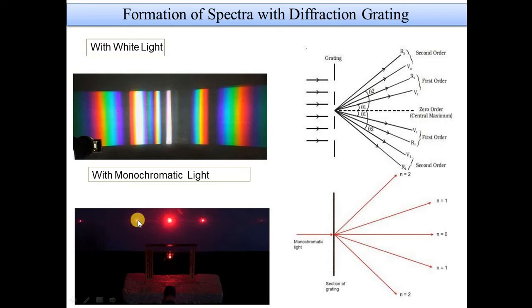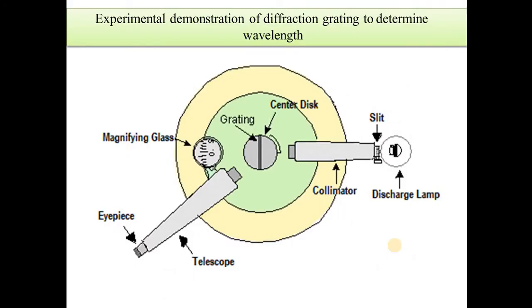If I am using a monochromatic light, these will be the spectra: central maxima, principal maxima of first order, second order on either side. Okay, this is very important. This gives a depiction of the results that we are going to get using white light and using monochromatic light with the help of a diffraction grating.